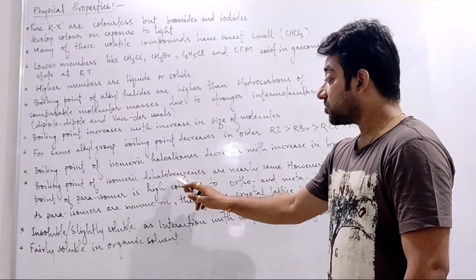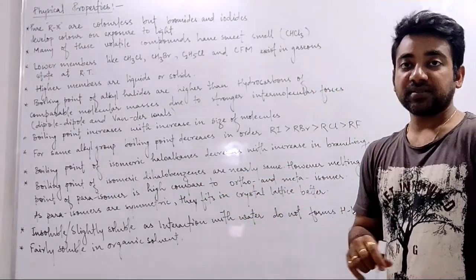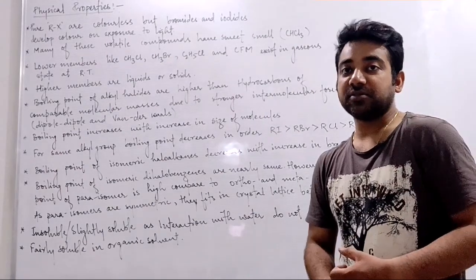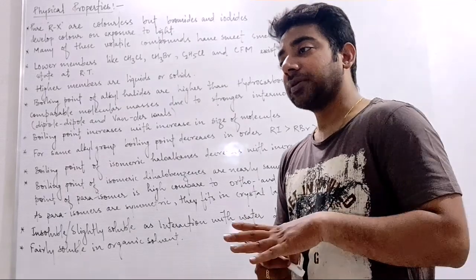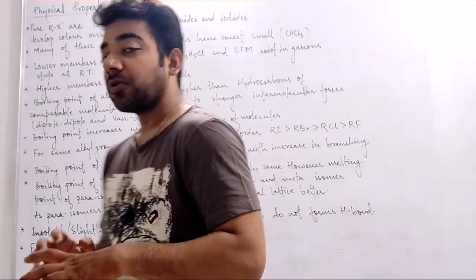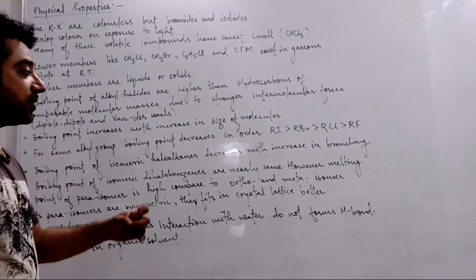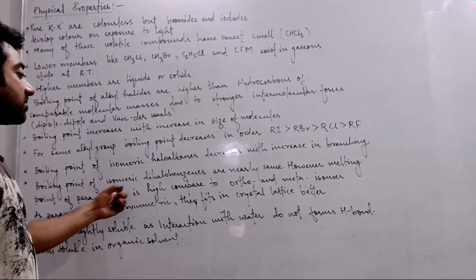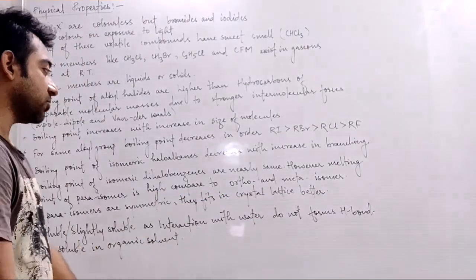Boiling point of isomeric dihalobenzenes are nearly same. जैसे अगर आप ortho dichlorobenzene, meta dichlorobenzene, para dichlorobenzene, इनके boiling points को compare करोगे, the boiling point is almost same. But melting point में you will notice that the para isomer is having high melting point as compared to the ortho and meta isomers.